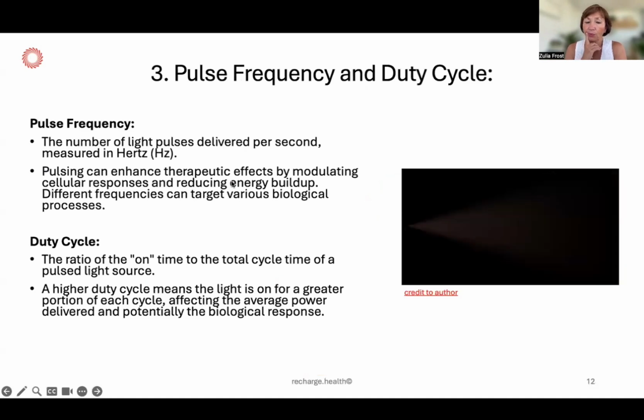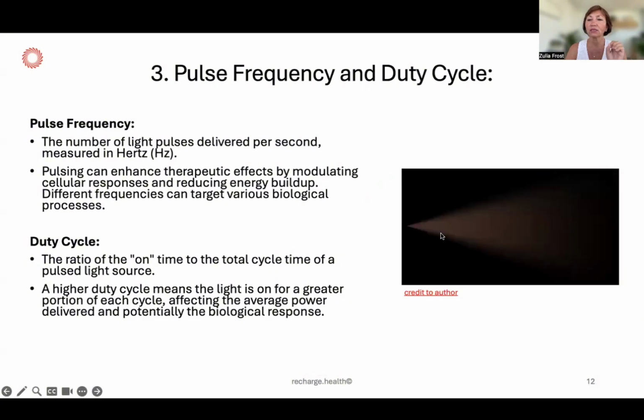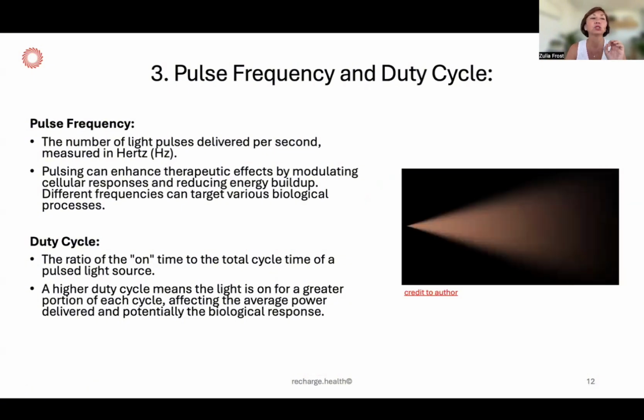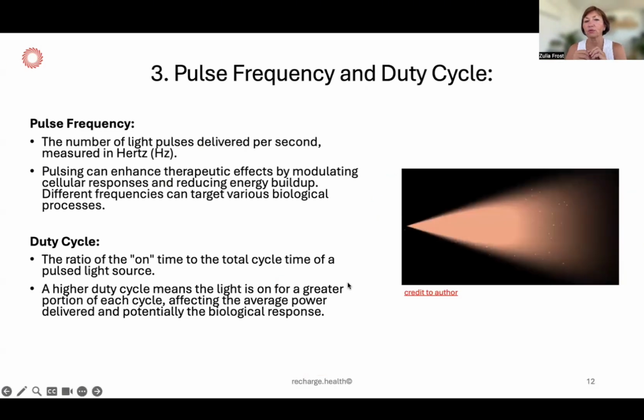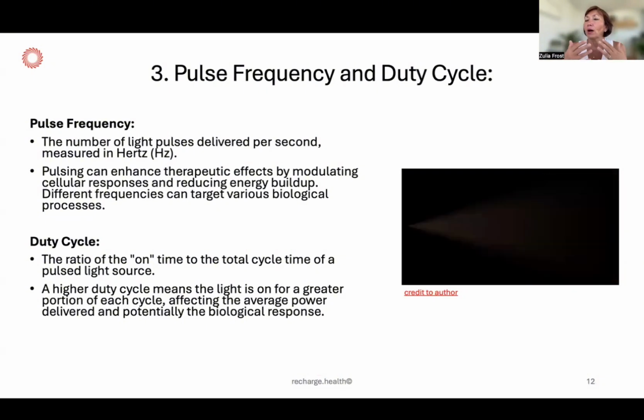Then, of course, we have the pulse frequency. Pulse frequency is basically the number of pulses delivered per second and is typically measured in hertz. Pulses can enhance therapeutic effect because they modulate cellular response, and they reduce the energy buildup because it's on, off, on, off. And of course, frequency could be faster or slower, yes? And different frequencies typically modulate different biological reactions. Okay, so this is pulsing, you just pulse.